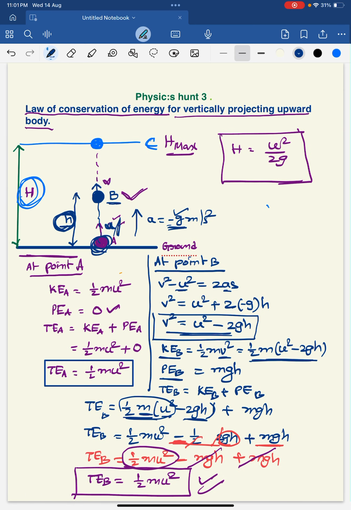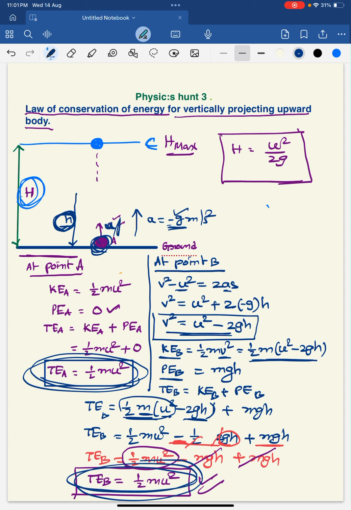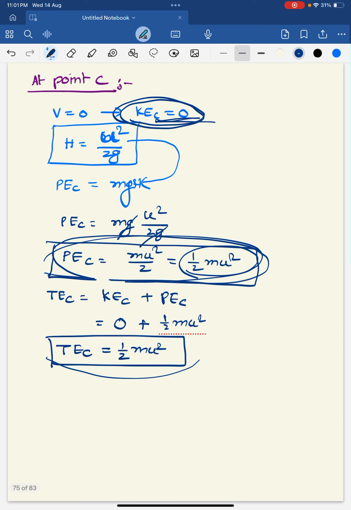Look at the diagram carefully. At point A, we have given some initial velocity, so it acquires total energy in the form of half mu square. Due to this initial velocity, the body keeps on moving in the upward direction. At point B also, the total energy is half mu square. Finally, the object reaches point C. At this location also, total energy is equal to half mu square.